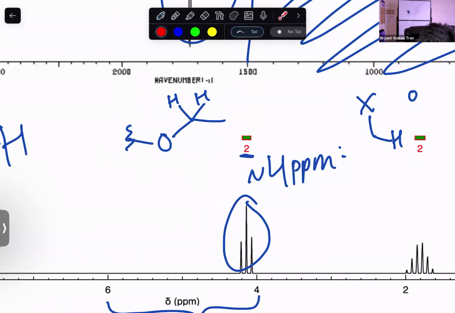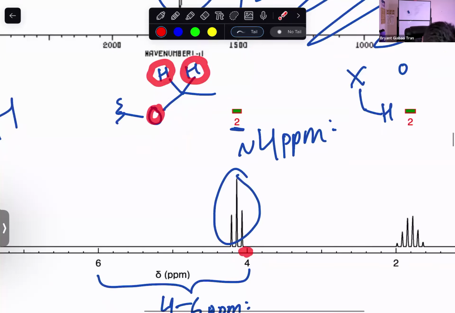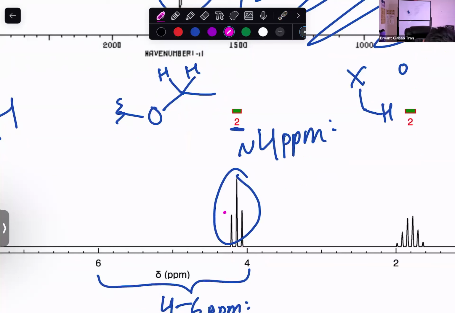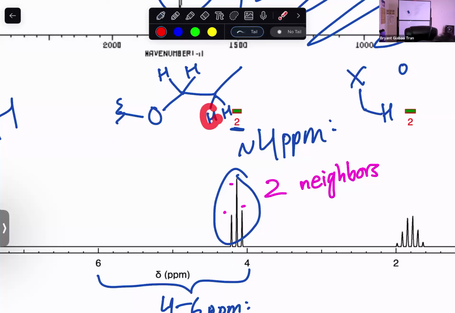Okay. So this oxygen here is making this peak of 2 hydrogens deshielded, which is why it's around the 4 ppm range. Right? We see that it has 3 subpeaks, 1, 2, 3, which means that it will have 2 neighbors. 3 minus 1, 2 neighbors. So I'm going to draw its 2 neighbors out like this. Right? So its 2 neighbors are going to be right here.